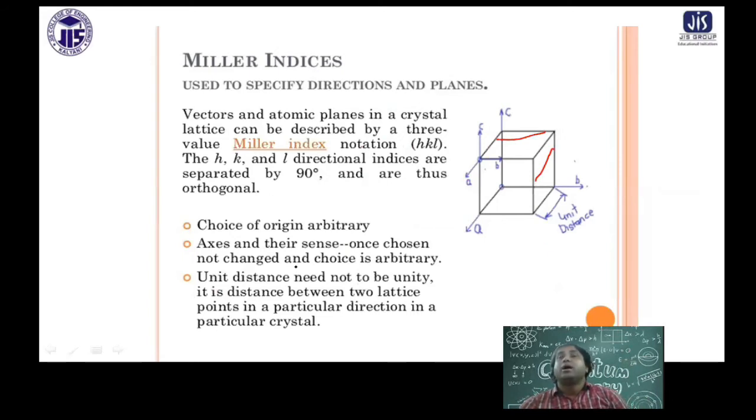So how do you calculate it? Choice of origin is arbitrary. Axis and their sense, once chosen, cannot be changed. Unit distance need not be unity. It is the distance between two lattice points in a particular direction in the crystal.